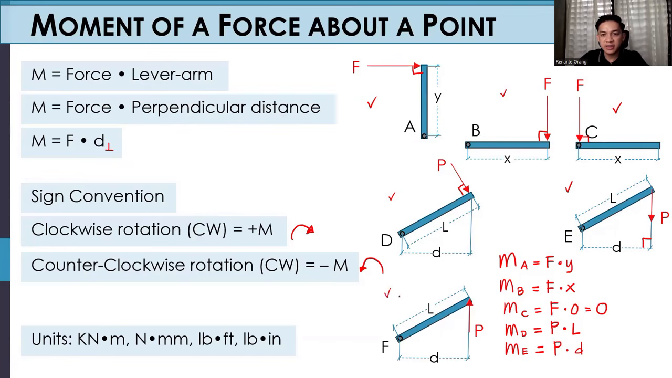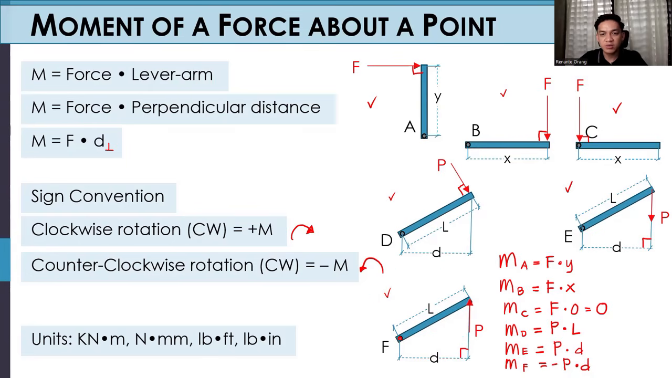But in our sixth figure, let us try kung positive ba siya o negative. So here we have our force P and we have our point F. So if we are finding the moment of our force P with respect to our point F, that is equivalent to P multiplied by its perpendicular distance, which is distance D. And then, as you have noticed, if we are respecting our point F, yung force P po natin is rotating counterclockwise. So, this is negative P multiplied by D.